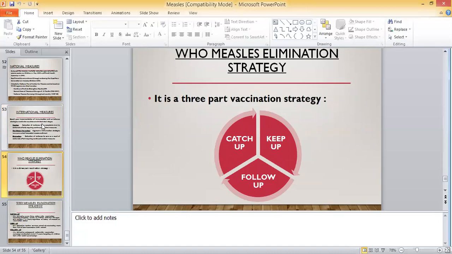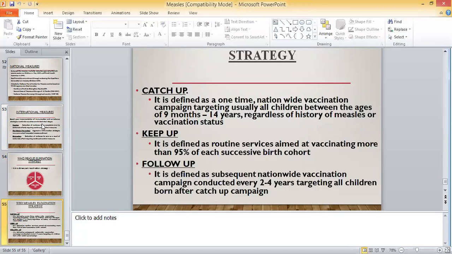The WHO measles elimination strategy occurs with three strategies: catch up, keep up, and follow up. In catch up, all children from 9 months to 14 years are vaccinated, whether they were already vaccinated or not, and they will all be covered by the vaccination strategy. Keep up is the routine EPI coverage, which is done normally, and children are vaccinated at 9 months and 15 months. Follow up is done after 2 to 4 years to target the children who are born after the catch up campaign. So these are the three strategies: catch up, keep up, and follow up.